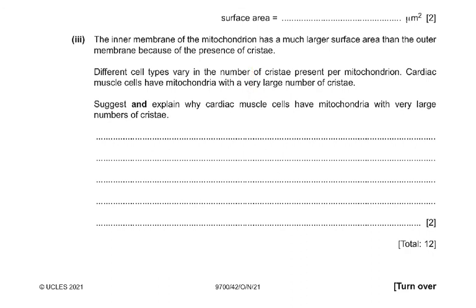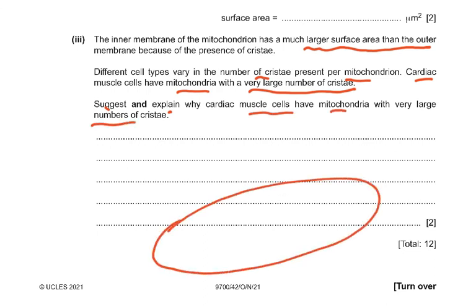Then coming to the next part of the question, the inner membrane of the mitochondria has a much larger surface area than the outer membrane because of the presence of cristae. Different cell types vary in the number of cristae present per mitochondrion. Cardiac muscles have mitochondria with a very large number of cristae. Suggest and explain why. Now, you know the outer membrane is like this, the inner membrane is folded. So this increases the surface area, because what do you have to have here? You have to have the enzymes here, the multi-enzyme complex.